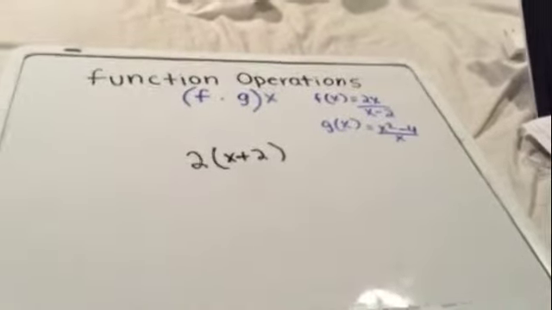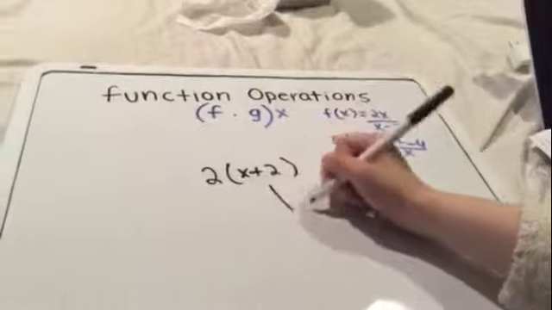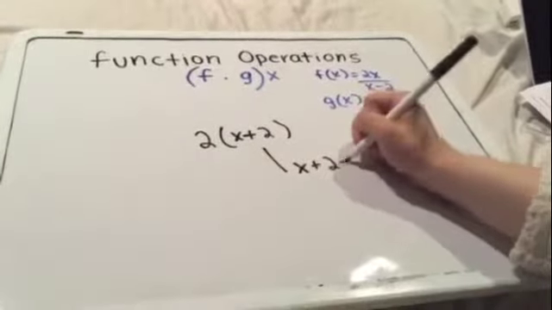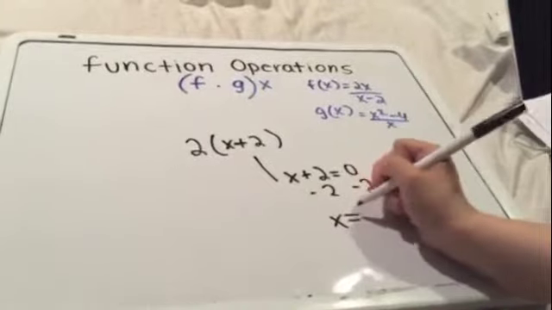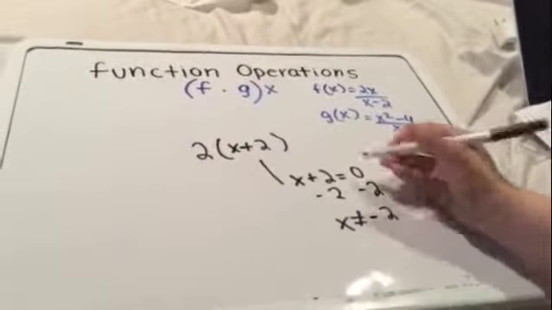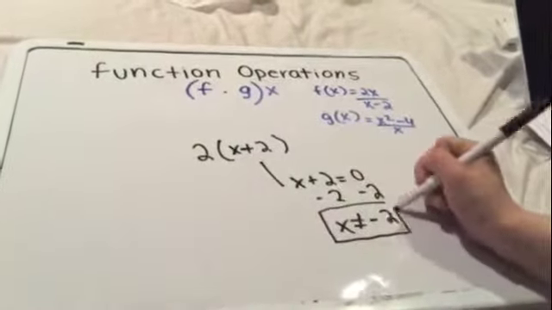Now that we have our final answer, we need to find our domain. We're going to set x plus 2 equal to 0. Subtract the 2 from both sides, and we know that x cannot be equal to negative 2. That is our domain for this problem.